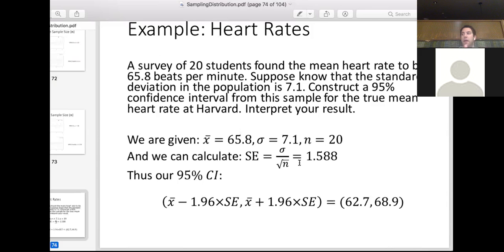And by multiplying that by 1.96 and adding and subtracting that to our point estimate, which is 65.8, we'll come up with our confidence interval of a lower limit of 62.7 and a higher limit of 68.9. So that's the process of how you would calculate your 95% confidence interval from this data.